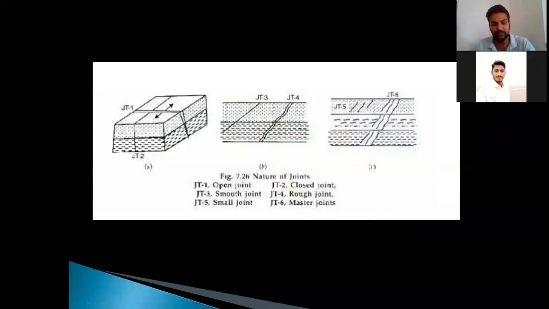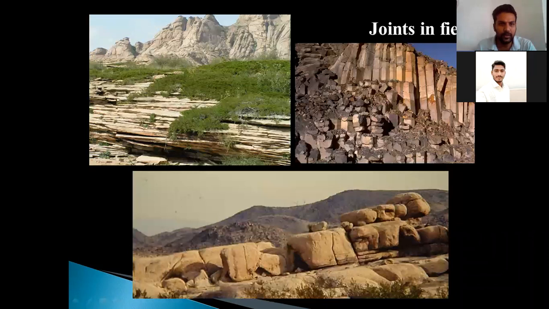Then we have also seen some miscellaneous joints like open, closed, smooth, rough, small, master. And finally, we have seen the well-known and quite depictive examples of joints in the field. So this was all about the joint.